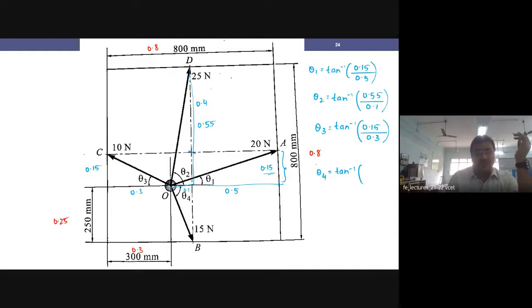Repetition नहीं चाहिए. Okay, then what about theta 4? What is the triangle for theta 4? The small triangle, right? So here what is the length? The length is this is 0.1, this is 0.25, right? So for this I have theta 4, which is 0.25 divided by 0.1. So by doing the calculation, I can get the angles. Okay, so theta 1, which is there.